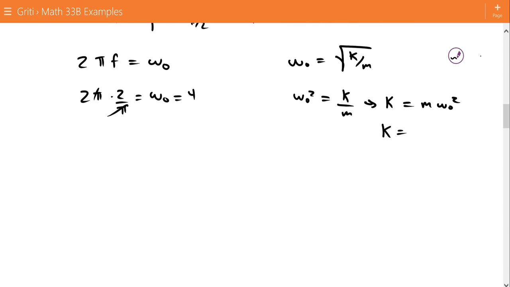So that means k equals 2/5 times the angular frequency squared, which is 4 squared. So this is 2/5 of 16, or 32/5. So that is our k.